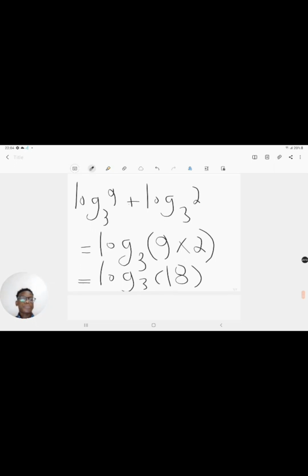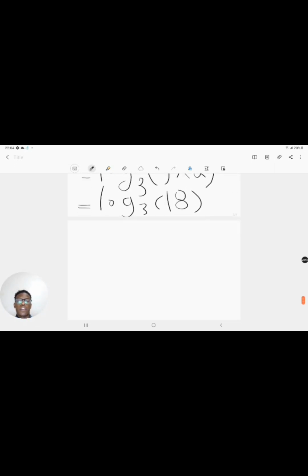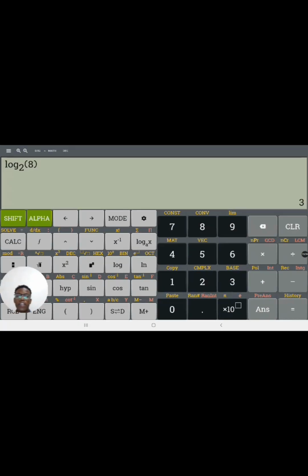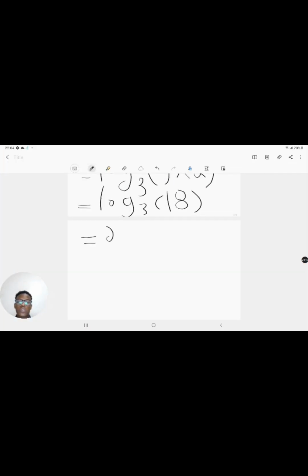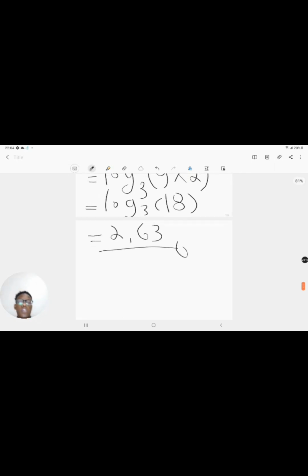You can punch this in your calculator and get a nice answer. Log base 3 of 18 gives you 2.63. That's your answer. So the law is very simple.